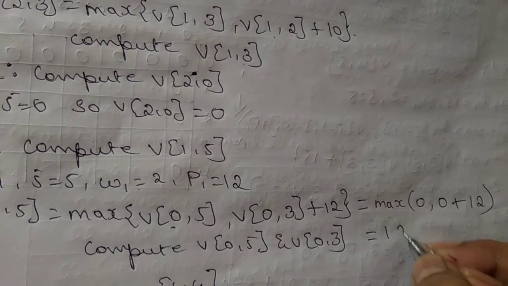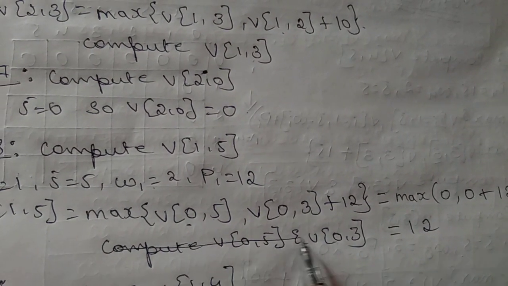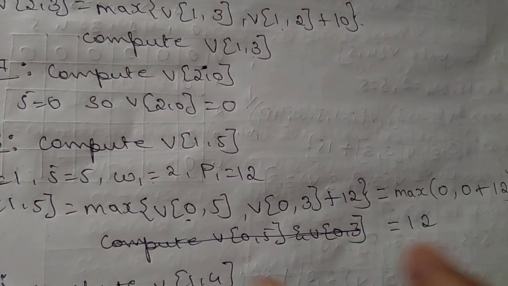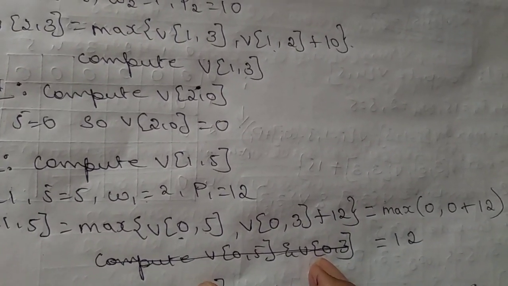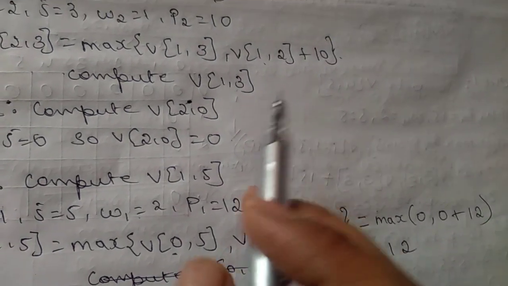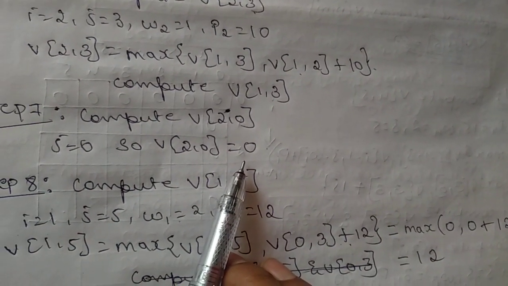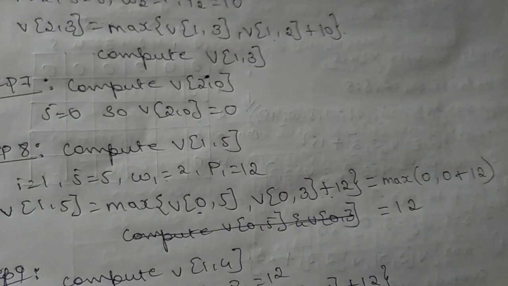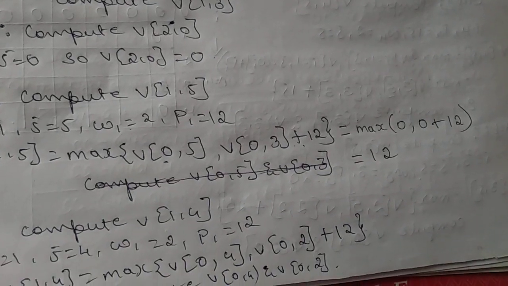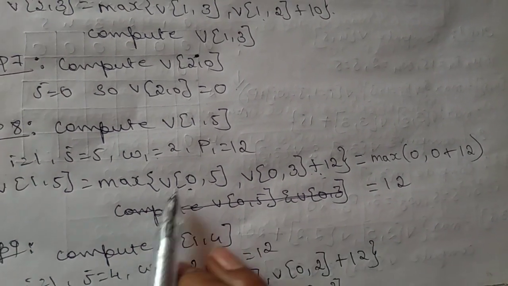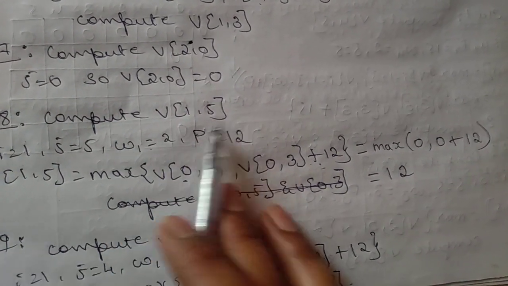So this is 12. Again no need to compute v of 0 comma 5 and v of 0 comma 3 because you will get 0. We know that one, is it not? Here both are 0 means we can directly compute the value. But here that is not the case, is it not? So here only one 0 value we have got, so we have taken only 0. If one value is 0 you should not take that one. If both the values are 0 you can directly get the value. Now we have got the value for v of 1 comma 5 as 12.